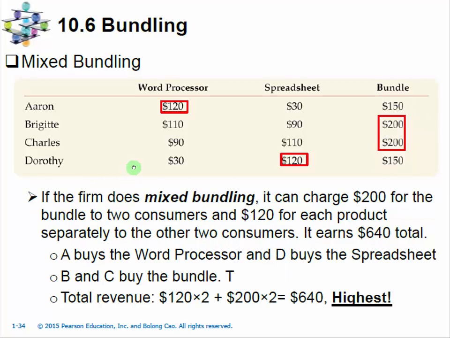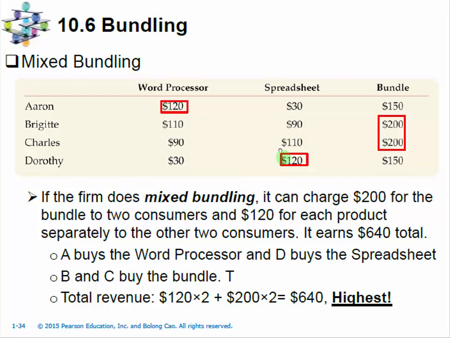Now let's consider mixed bundling. By mixed bundling, we mean that we increase the bundle price to $200, and then we set the individual price on the word processor at $120, and for the spreadsheet also $120. In this way, we bring in $400 from B and C, and they won't buy the individual softwares to reconstitute this bundle because the total cost of the 2 softwares purchased individually is $240. That is more than the bundle price.